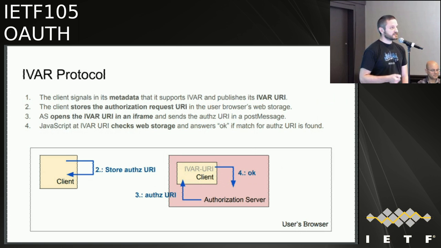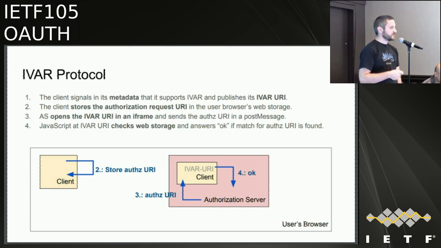The idea is that the client, in its metadata, publishes a so-called IVAR URI. The client then, before redirecting the user to the authorization server, stores the authorization request URI in the web storage of the user's browser, on its own origin, of course. Now the user is being redirected to the AS, and the AS then opens an iframe from the IVAR URI and sends a post message to that iframe. That post message would just contain the authorization request URI as it's seen by the AS.